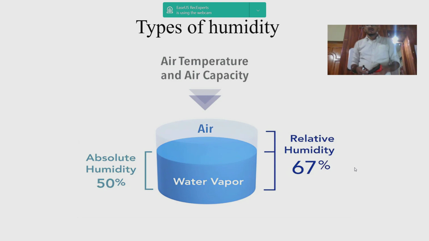Now, in this slide, you can see the container is filled with water vapor and some amount of air. The total amount of water vapor is the absolute humidity, which is 50 percent, and the water vapor plus the air gives the density, and the remaining saturation water vapor is the total relative humidity, which is 67 percent. Now let's see the next slide.